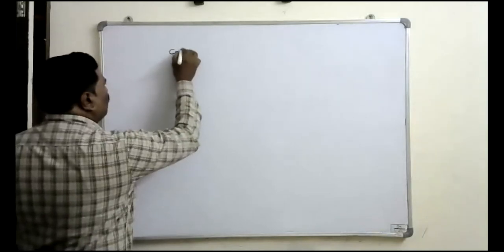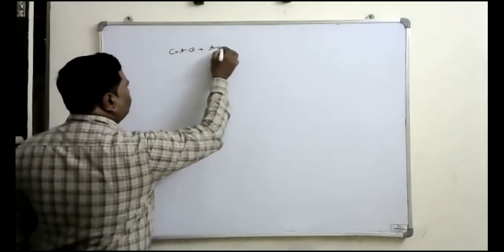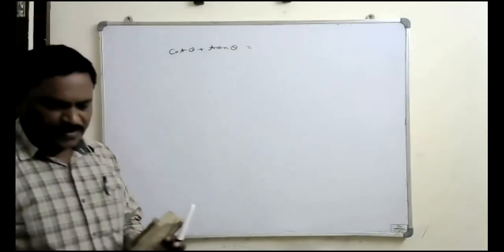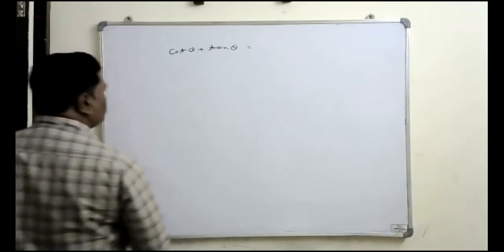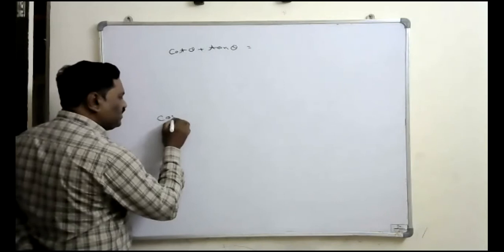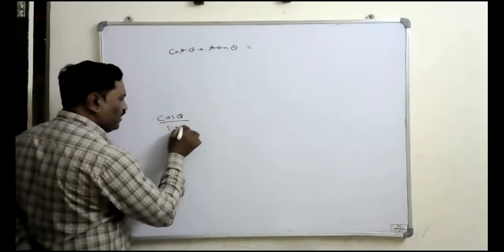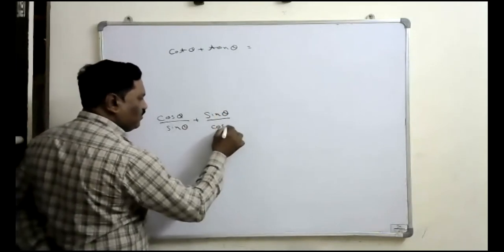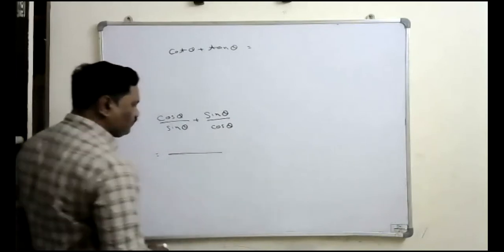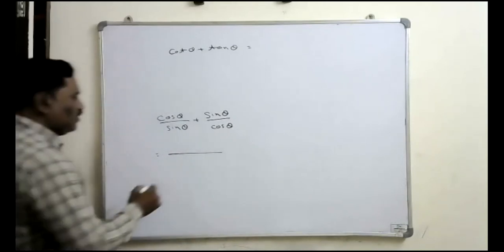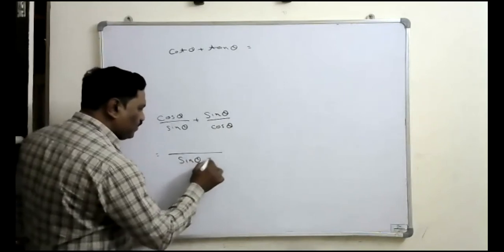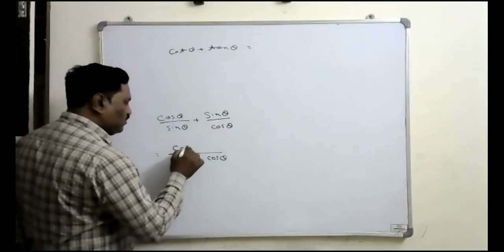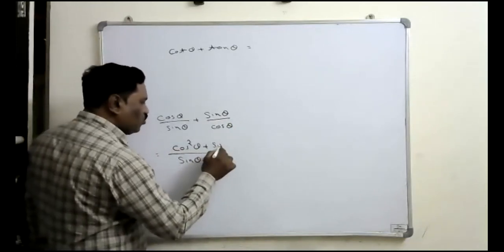That is cot theta plus tan theta. I want to find the result of that. Cot theta plus tan theta. To find the result, cot theta we can write as cos theta by sin theta, plus tan theta, we can write as sin theta by cos theta. What is the LCM here? Sin theta into cos theta. Then in the numerator: cos square theta plus sin square theta.